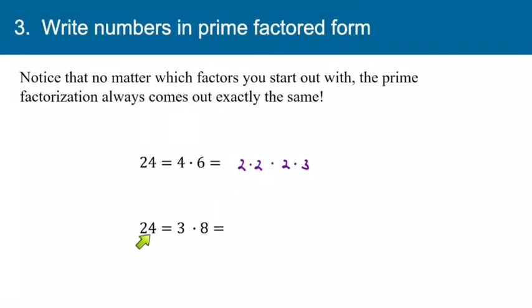Well, if we had started with 24 equals 3 times 8, then we could have said 3 is prime and 8 is 4 times 2. And then we could have broken down this 4 into 2 times 2. So here's our 3, and 2 times 2 times 2 is 8. And so notice that even though we took two different paths to get there, both paths ended with the same factorization. 2 times 2 times 2 times 3. And again, the order that the factors are in does not matter.